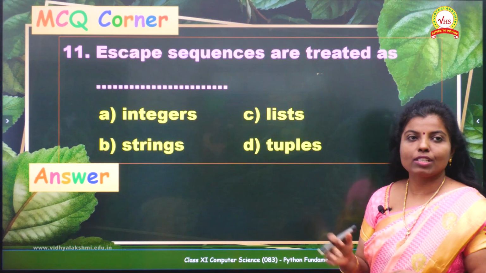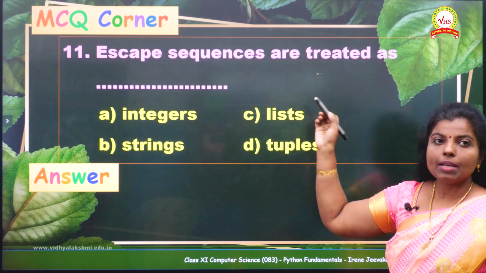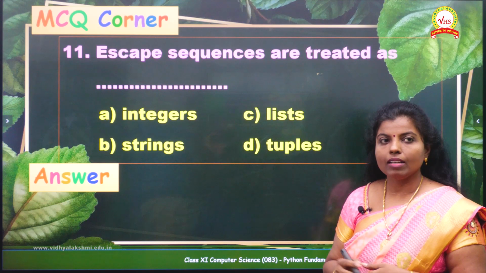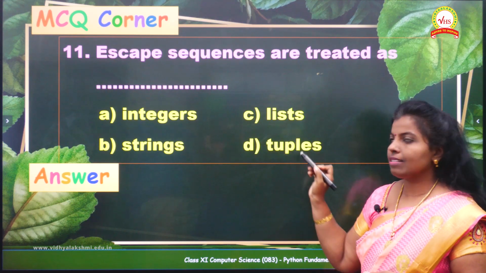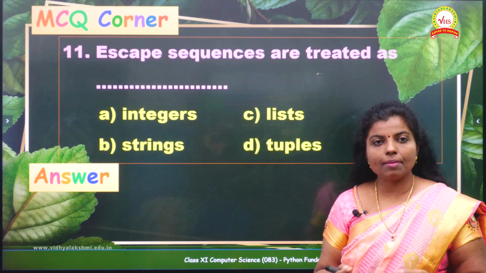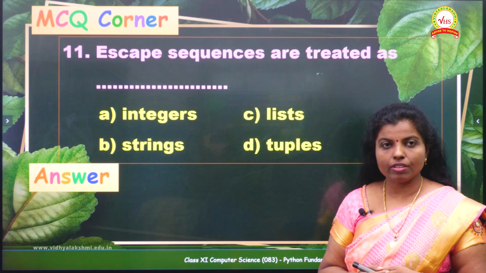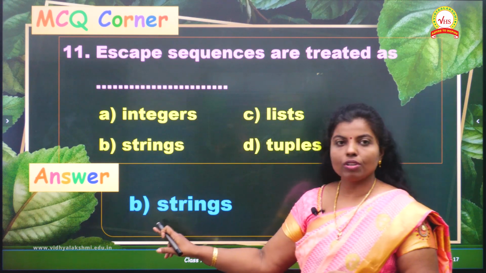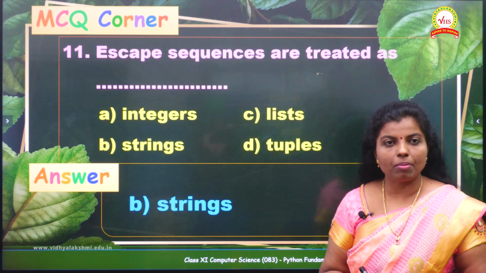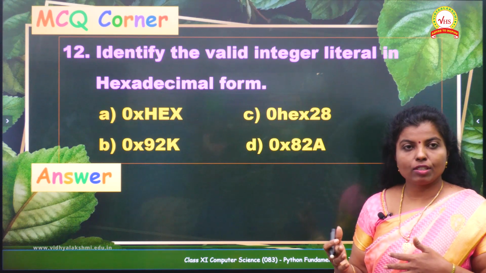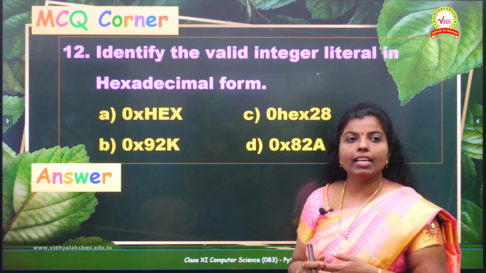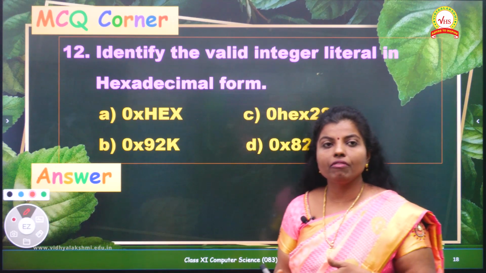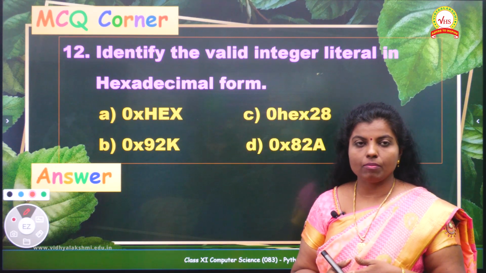Let us move on to the next question. Escape sequences are treated as dash, and the options given are integers, strings, lists and tuples. Always the escape sequences are treated as strings. So our answer is going to be option B, strings. So you can see the correct answer is option B, strings. Let us move on to the next question. Identify the valid integer literal in hexadecimal form. We have to identify which one is a valid integer literal in hexadecimal form.